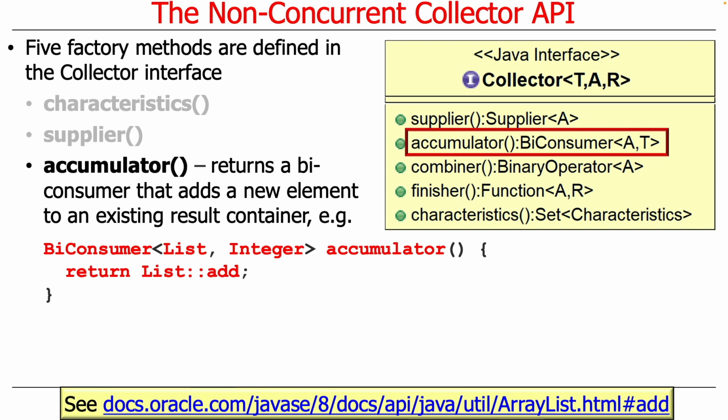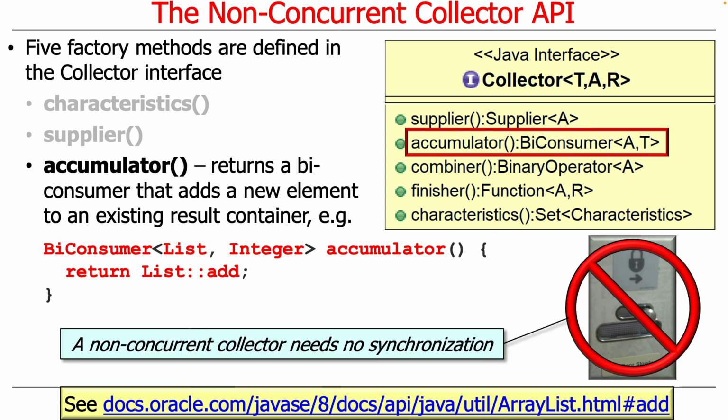The accumulator returns a BiConsumer that adds a new element to an existing result container. So you can see here we have BiConsumer, which takes a list and an integer, if you happen to be parameterizing this with integer. Otherwise, it would be double or search results or employee record or whatnot. And what we're going to do is pass in the add method reference for a list, which is a BiConsumer in that it takes a list and an integer. A non-concurrent collector needs no synchronization, so List::add works just fine.